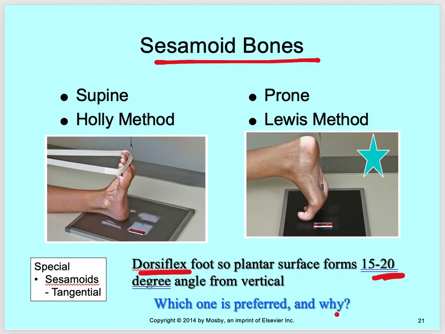It says which one is preferred and why. The one that is preferred is the prone because it reduces magnification, but it just depends on which is easier for your patient. So preferred is the prone Lewis method. Doesn't always mean that it's going to be the one that you actually do.